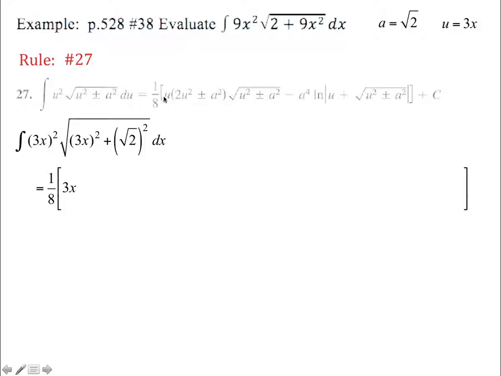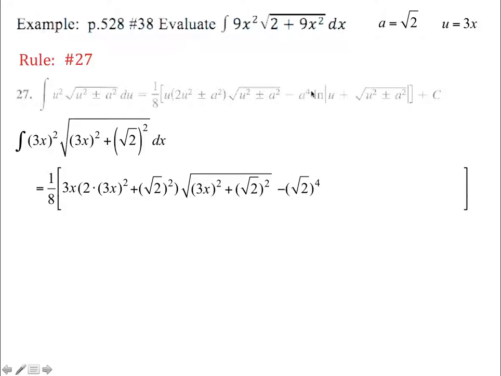So I've got 1/8 and then times the quantity, just give myself some space here. So u is 3x, so I've got 3x times the quantity 2 times u squared, so that's 2 times 3x squared. And then I have a plus. I have to take that top sign all the way across. And so I have plus a squared. And then I have a radical with u squared plus a squared in it. Then I have a subtraction sign.